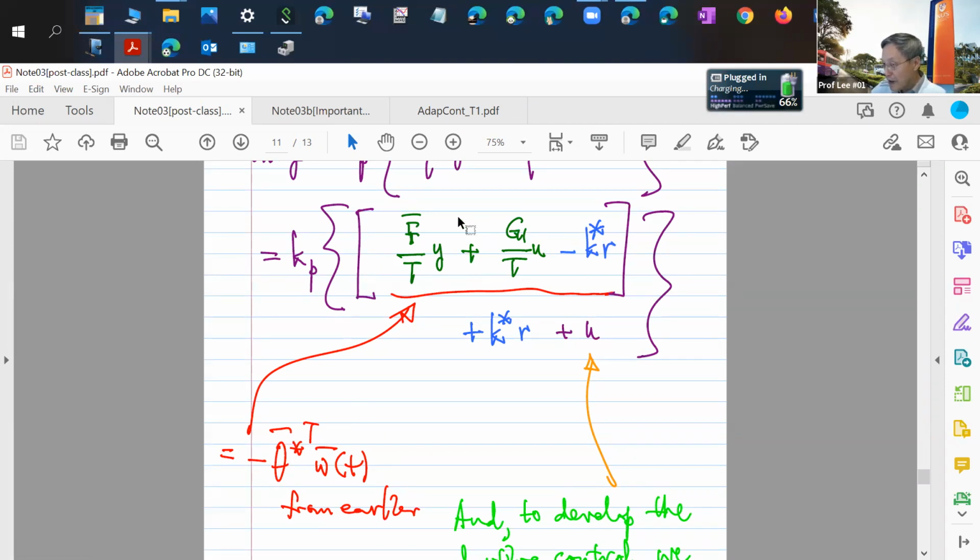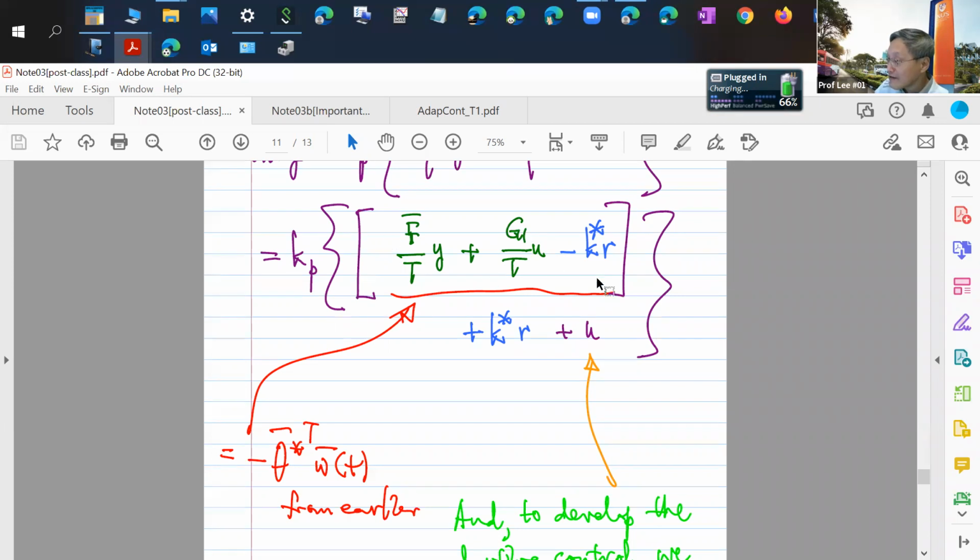So now this part is minus theta bar star transpose omega bar from earlier. A very simple rearrangement. I didn't push on to do it last week, but it is straightforward. By this time, you should be able to do it. I leave it to you to handle it for yourself.